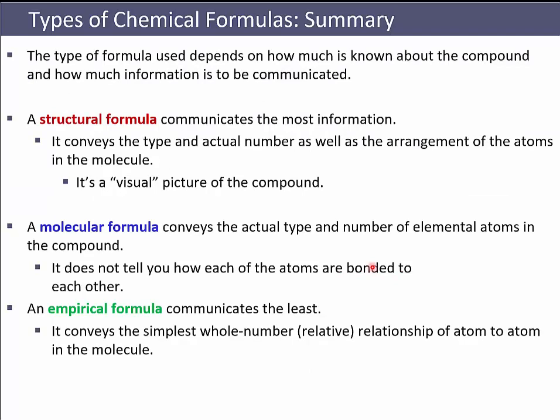Our empirical formula tells you the least amount of information. It conveys the simple whole number relative relationship of atom to atom in the molecule. And sometimes that's enough for what you need to know, or it's what you can get a hold of in the lab. The word empirical means we have done an experiment to get this. So our empirical formula, as the name suggests, is going to be very experimentally related.